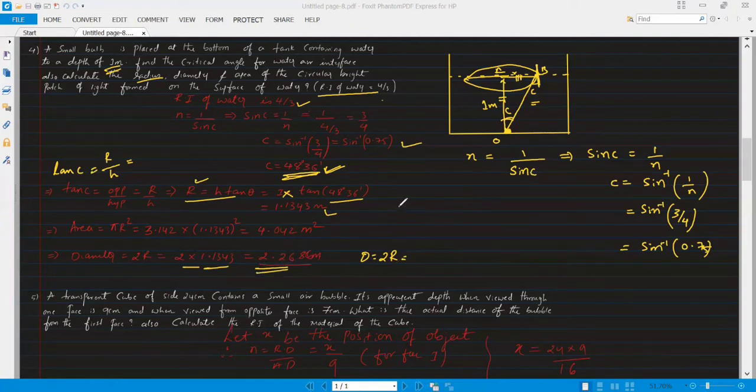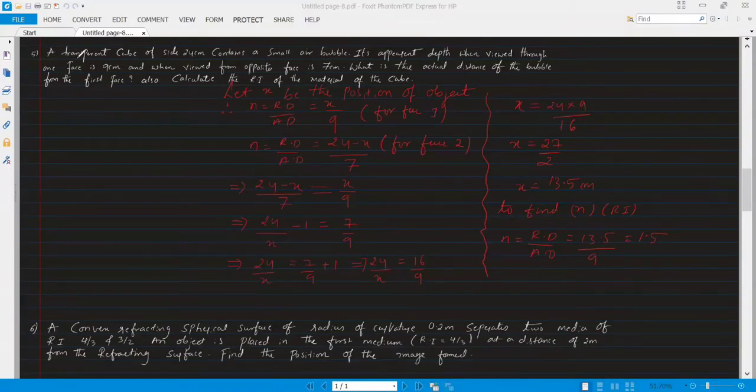To calculate area, we will use the formula pi r square, because the patch here is a circular patch. The area of a circular patch is pi r square. Substituting, 3.142 into 1.1343 squared is equal to 4.042 meter square. That means the area of this patch is 4.042 meter square, the radius is 1.134, and the diameter is 2.2686 meter. Hope you got this.